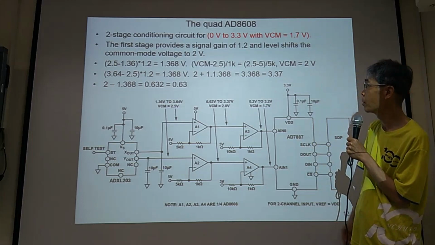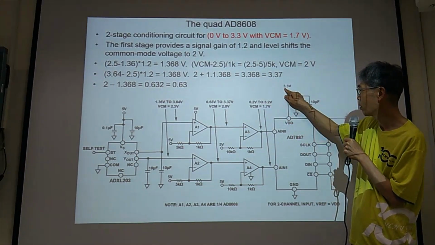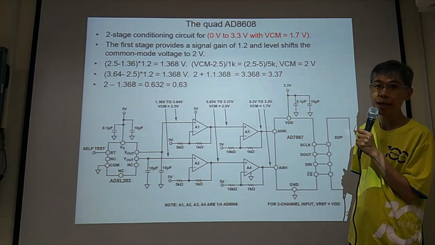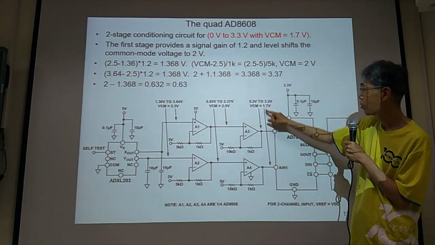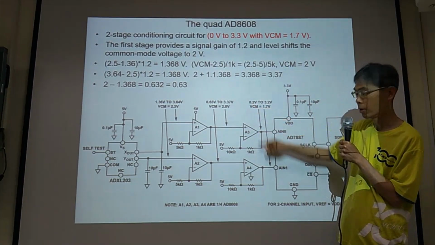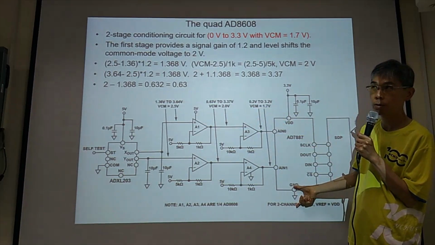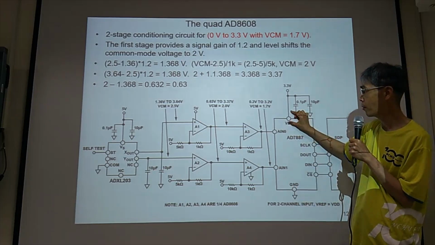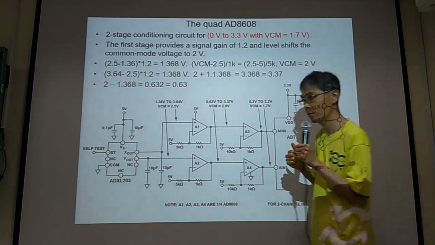And the headroom, see 3.2, the distance from 3.2 to 3.3, we have 0.1 volt headroom. And to the bottom, ground, we have 0.2 volt. So the headroom here is 0.2 volt to the bottom, 0.1 volt to the top. So we are quite safe here.